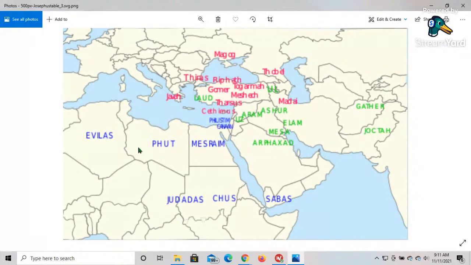but anyway, we got Put, Mitzrayim, Cush, Canaan, and we have Javan, Tiraz, Magog, Tubal, Madai. We got Gomer and Meshech, their 7 sons. Javan, Tiraz, 1, 2, Gomer, 3, Meshech, 4, Madai, 5, Magog, and Tubal, 7 sons of Japheth.